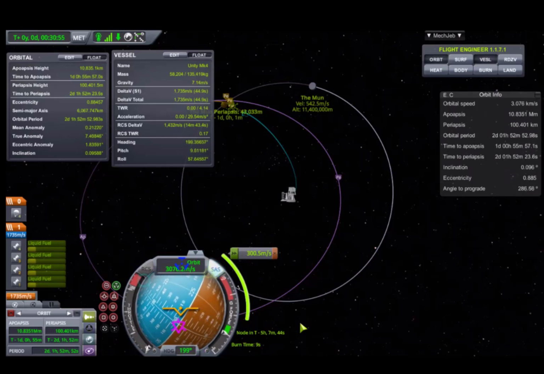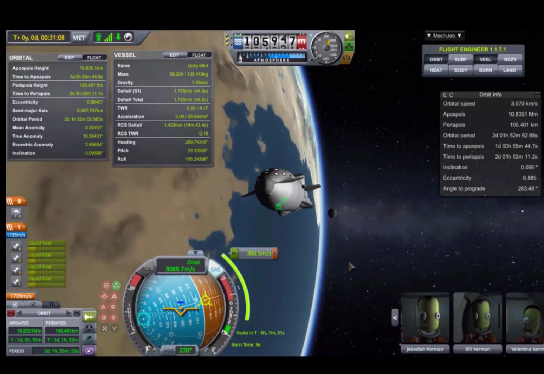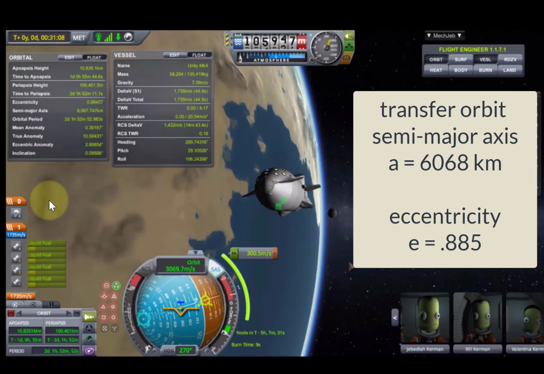Alright, so we hit about 3080 meters per second there, and now we're on a trajectory to reach the Mun. And that 300 meters per second on the screen right now is the second burn that I'll do to get captured by the Mun's gravity and enter into an orbit about the Mun. I'll note that we are currently at about 31 minutes mission elapsed time as we start this trajectory toward the Mun.